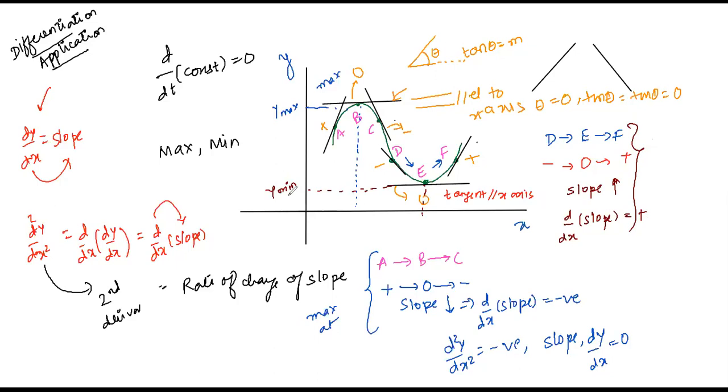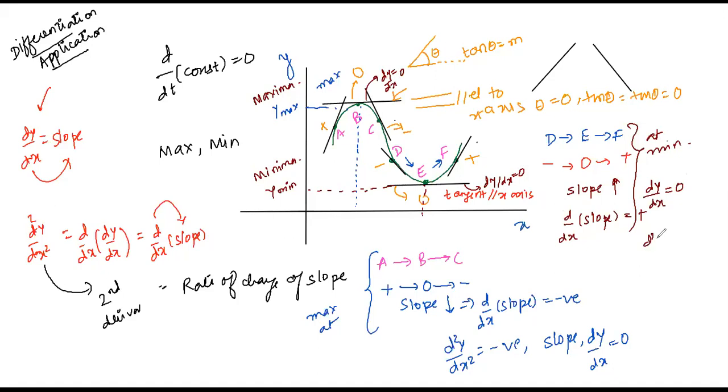Point B at the top is called maxima, whereas point E is called minima. At minima, dy by dx is equal to 0, because the slope of the tangent was 0. So dy by dx is 0 at both maxima as well as minima.